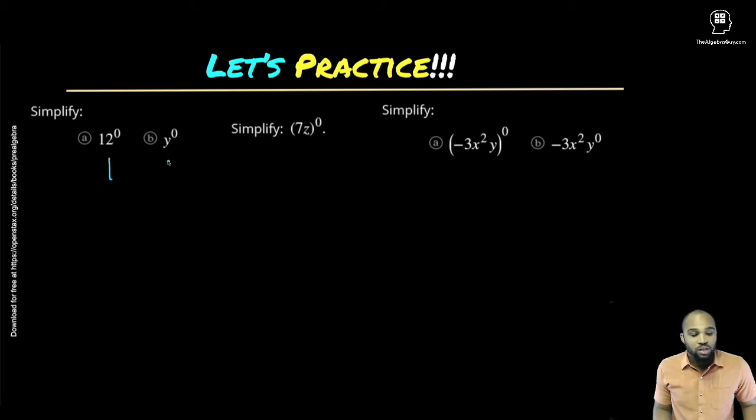y to the 0 is 1. All of this, 7z to the 0, still 1. All of this, look, I don't even have to care what this is, because all this parentheses is to the 0 power. That's just 1.